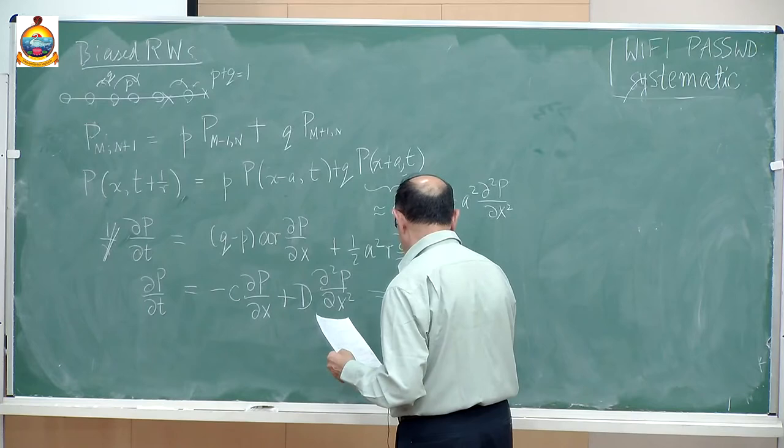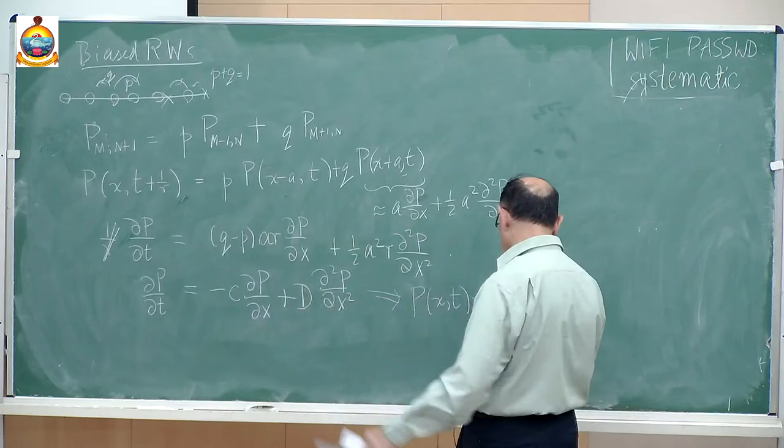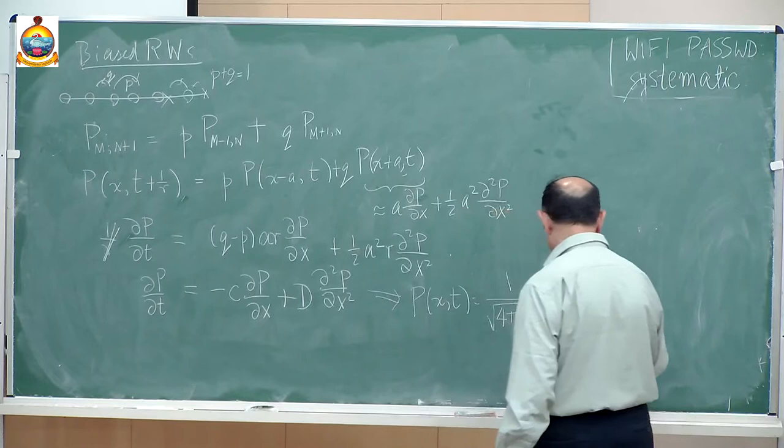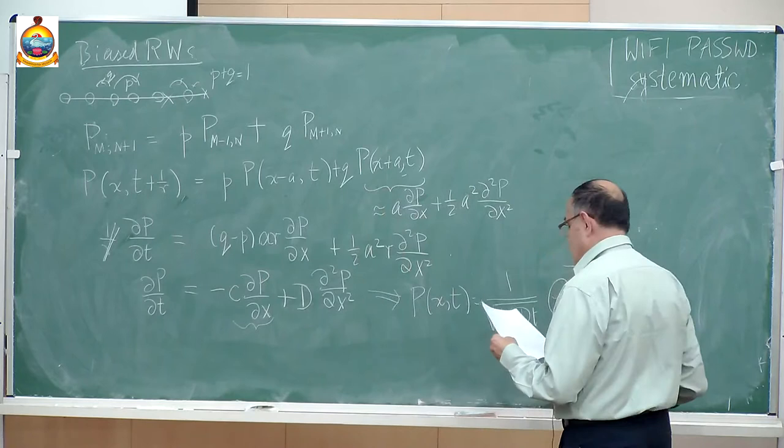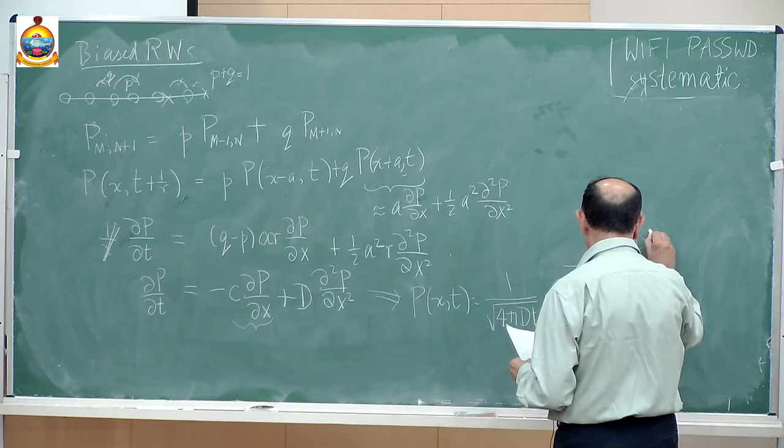So P of x and t is, well, you're used to it by now, 1 over root 4 pi Dt times the Gaussian, except the Gaussian is centered not at 0, but because you've done this Galilean shift, centered around the center at that moment, and at that moment the center is at ct. Simple.